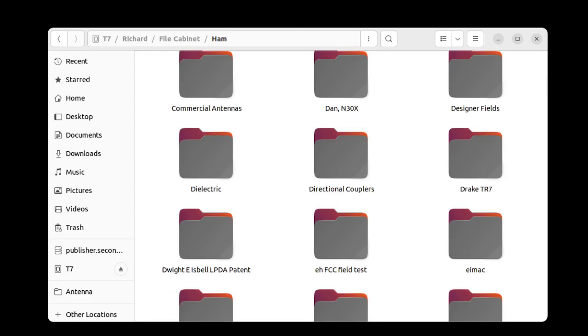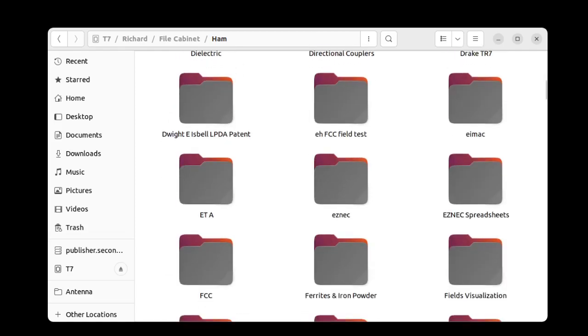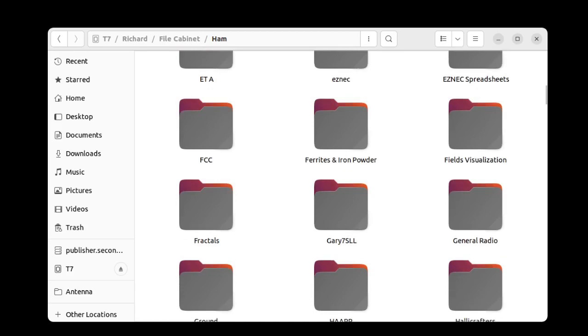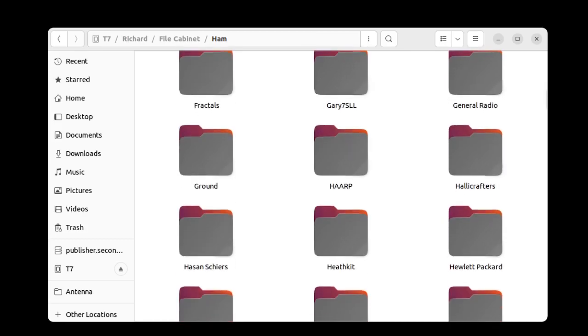Directional couplers, a Drake TR7 that was on my bench behind me. Easy NEC spreadsheets. That is taking a lot of data from Easy NEC and manipulating it in spreadsheets. FCC regulations, fractals. I'm sure there's a lot of you out there that are very interested in fractal antennas. General Radio, another manufacturer.